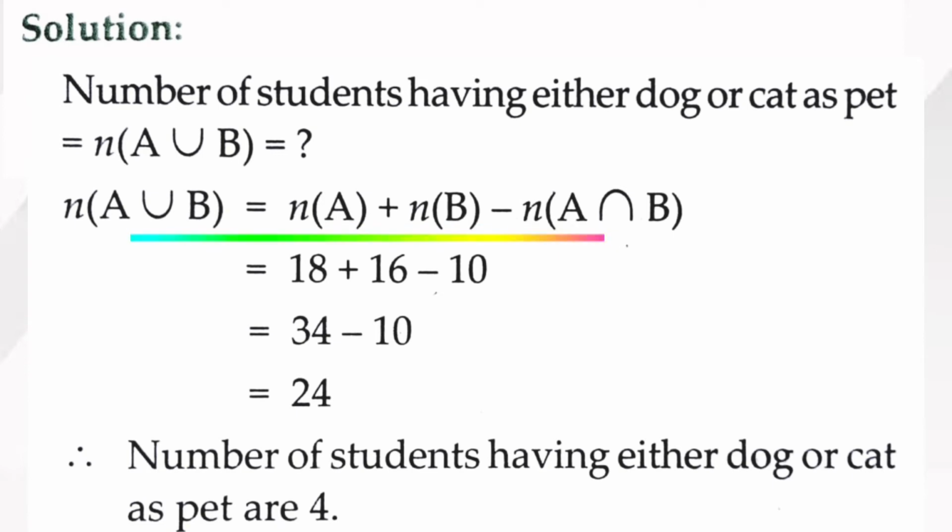So number of A union B is equal to number of A plus number of B minus number of A intersection B. So number of A is 18, number of B is 16, number of A intersection B is 10. Therefore 34 minus 10 is equal to 24. So what are these 24 students? They are the students who have either dog or cat as their pet. So there are 24 students who have something as a pet, dog or a cat.